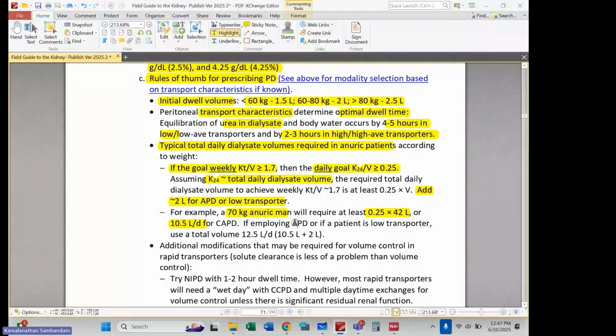If I'm doing APD, or if I'm having an individual with low transport characteristics and I'm not doing quite a full 6 hours of dwell time in this individual, you'll have to add another 2 liters to their total flow. Okay.